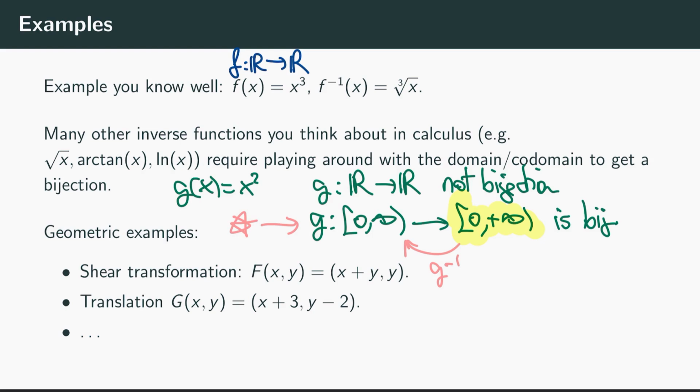Okay, that's great. We have some understanding of bijections in the context of functions from R to R. Let's think about some geometric examples. Here I have chosen two of them to highlight, but we'll see many, many more as we continue in this section. So here's something that's called a shear transformation.